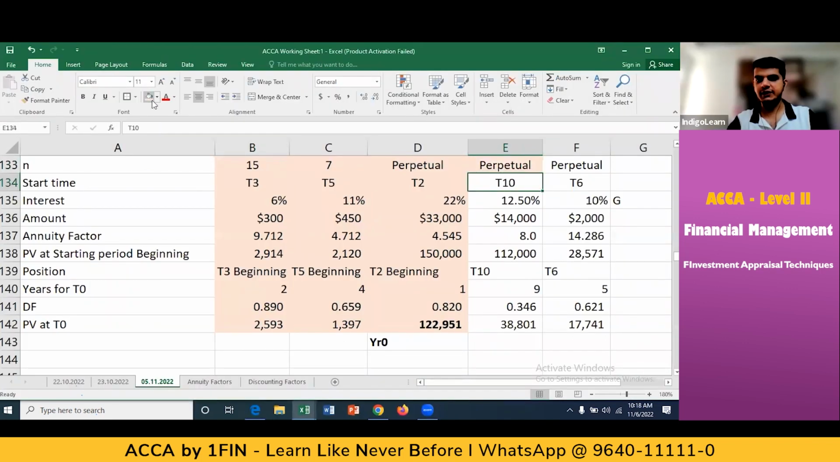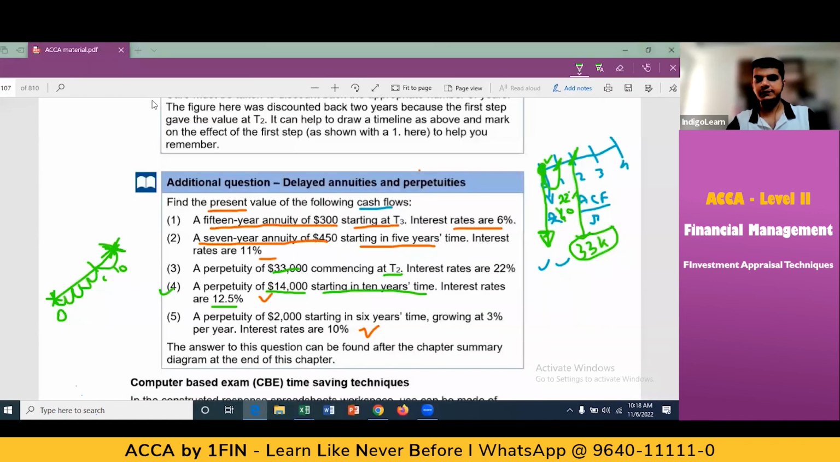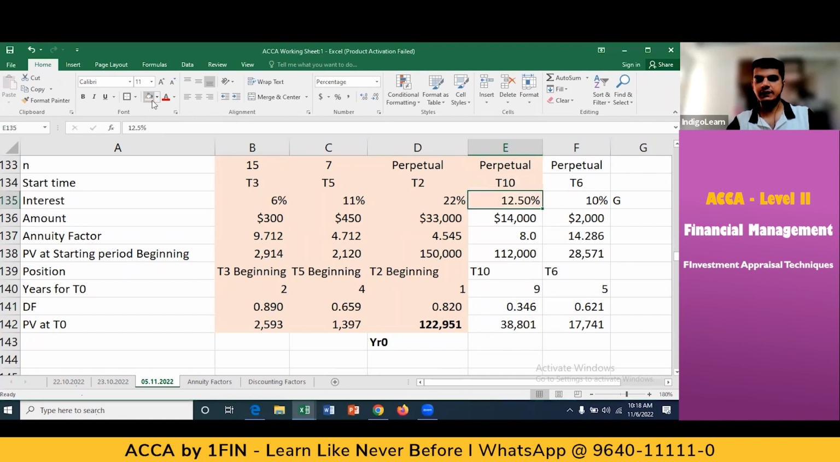It is a perpetual cash flow. It is starting from year 10. Okay. It is 12.5% interest or discounting factor, for which we will be calculating the annuity. Then the amount is 14,000. Then the annuity factor, if I calculate, is 1 divided by R. That is coming 8. If I multiply 14,000 into the annuity factor, I get $1,12,000. This, as you have correctly mentioned, I have got at T10 beginning.